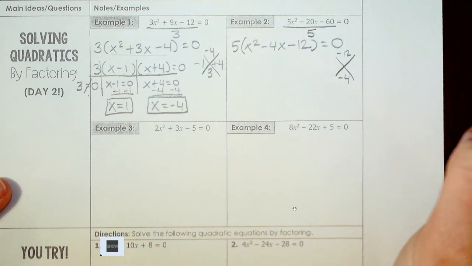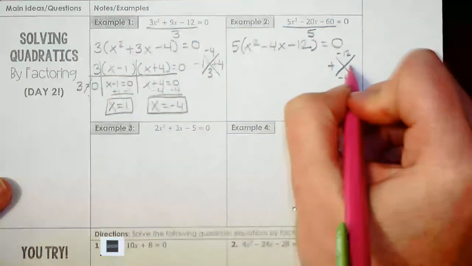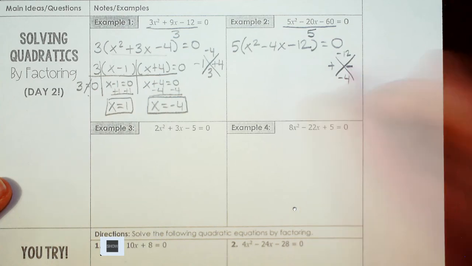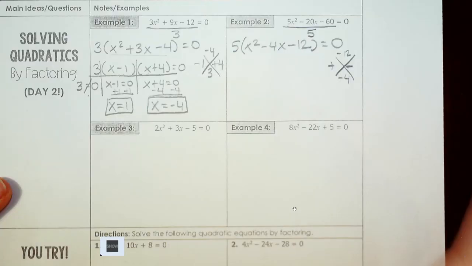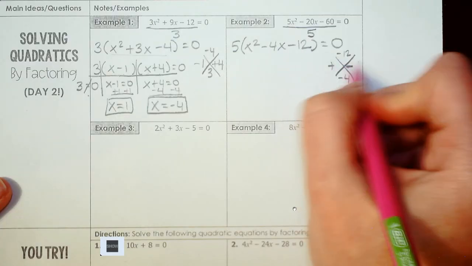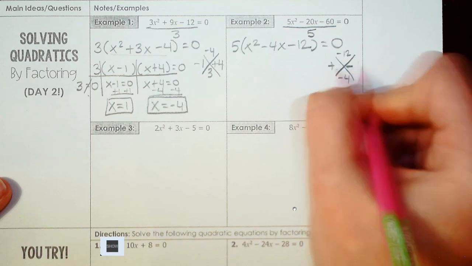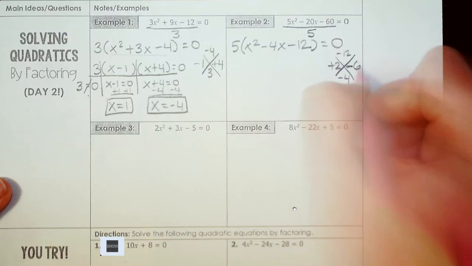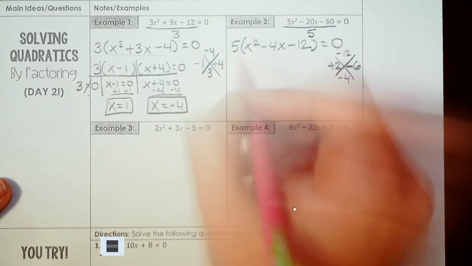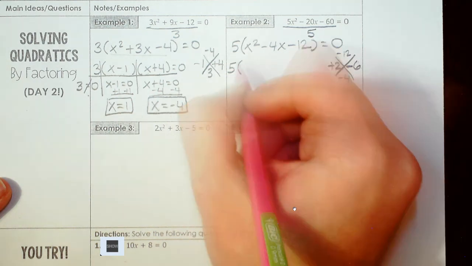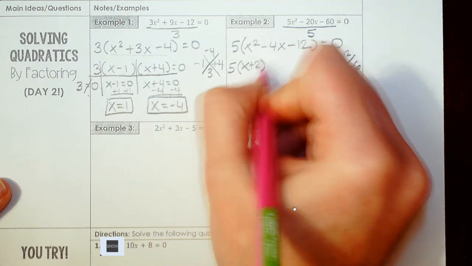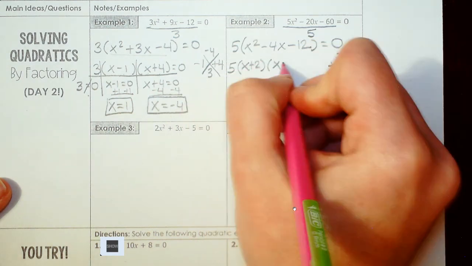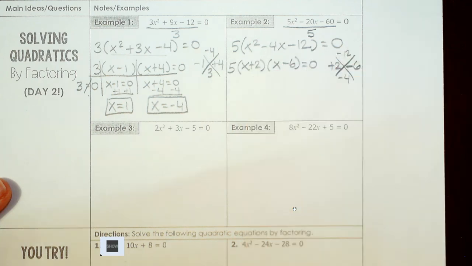Negative gives us positive negative. Factors of 12 that add to 4. So we have 1 and 12, 2 and 6, or 3 and 4. Should be 2 and 6. So I have 5 times x plus 2 times x minus 6 equals 0.